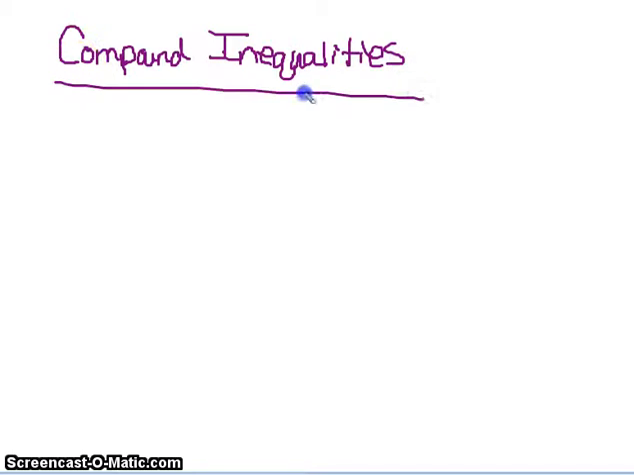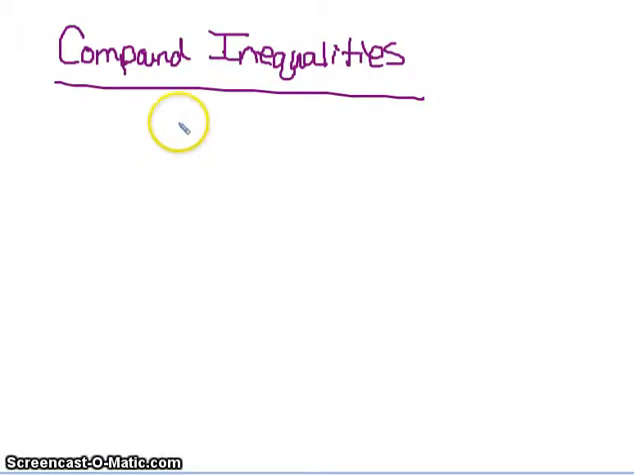Now, compound inequalities don't have any absolute value necessarily. Compound inequalities can be graphed. They still follow all of the inequality rules. And obviously, if it's an inequality, then we're going to be working with greater than, less than, greater than or equal to, or less than or equal to.